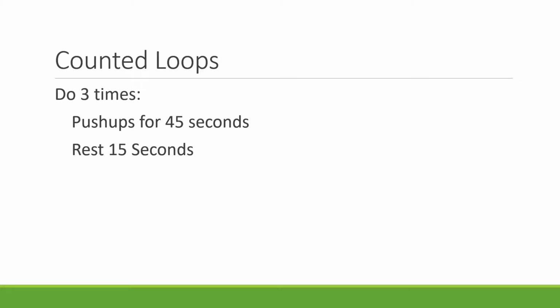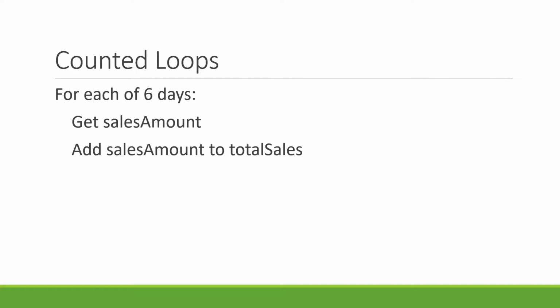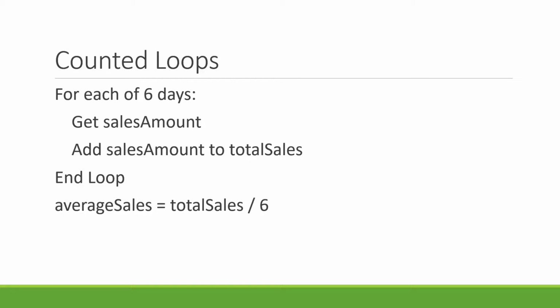A programming example of a counted loop could be determining the average daily sales for a 6-day working week. You would retrieve the sales for each of the 6 days and then add the sales to the total sales. After the 6th day, you're finished retrieving and accumulating sales data, so then you can calculate the average as the total sales divided by the number of days, which of course is 6.